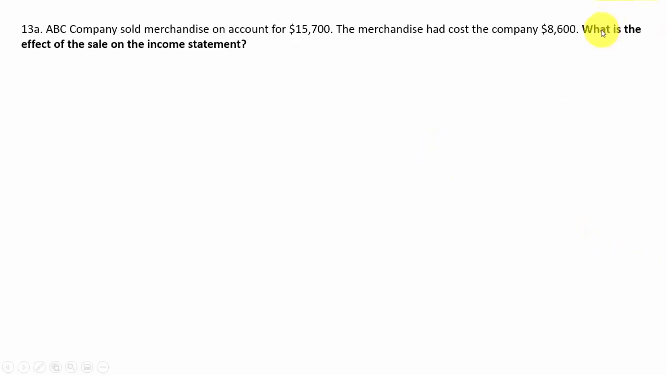They want to know what the effect of the sale is on the income statement. Here's our accounting equation: cash, accounts receivable, inventory. First thing: ABC Company sold merchandise on account for $15,700. When you sell something on account, you don't get any cash. You set up an accounts receivable, the customer owes you $15,700, and you also have a sale for revenue. So both sides go up by $15,700.